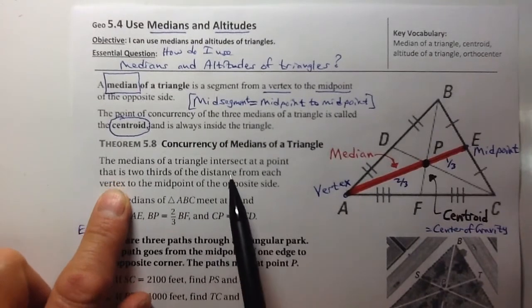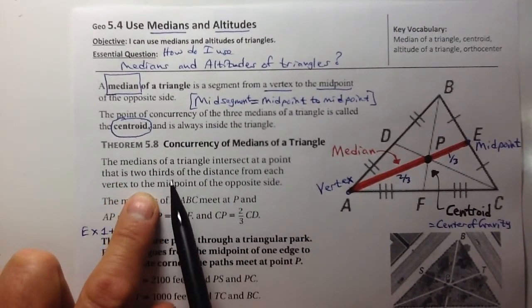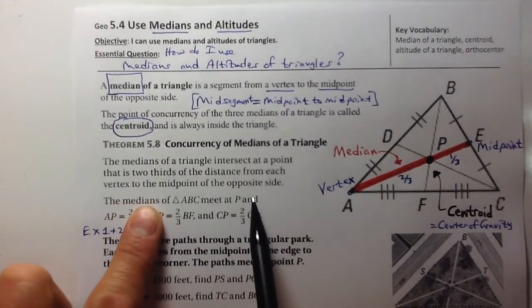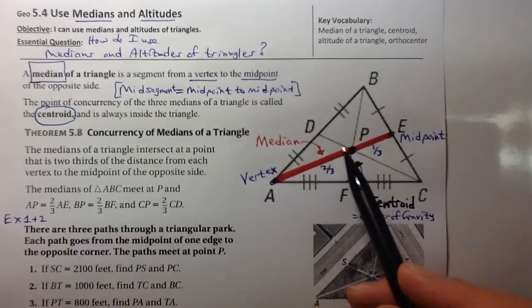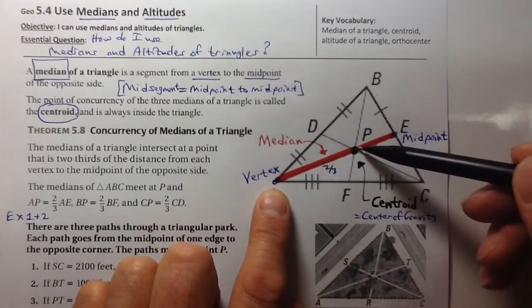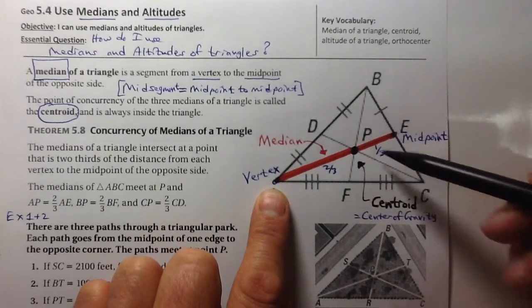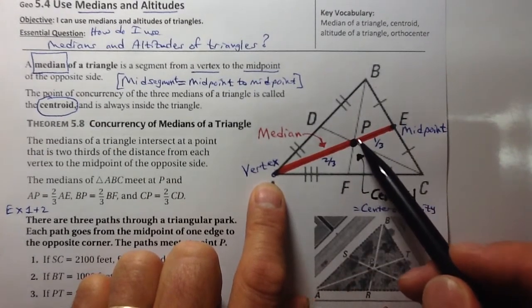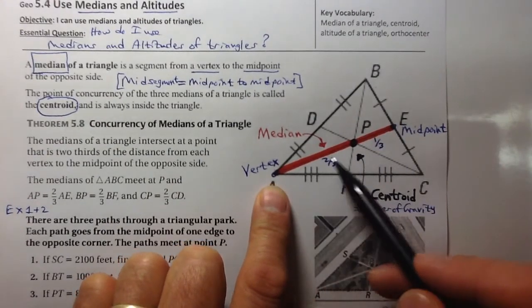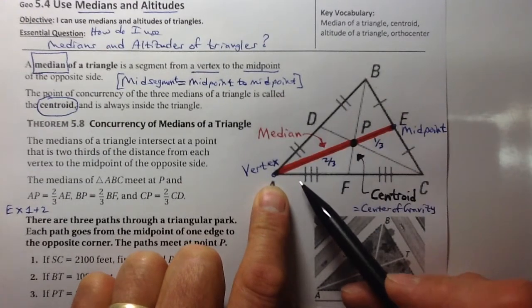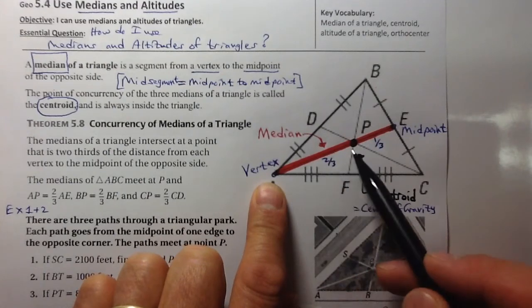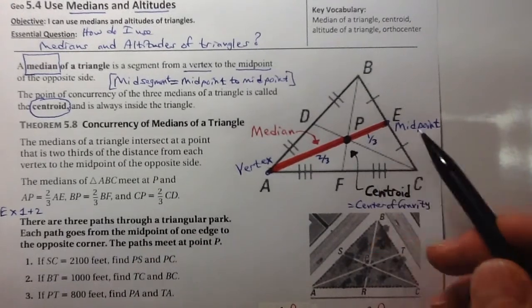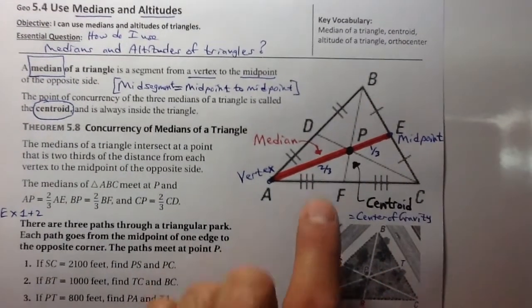And the centroid is pretty cool because, let me see how they say it here. The medians of a triangle intersect at a point that is 2/3 of the distance from each vertex to the midpoint of the opposite side. So let's put our focus on this 2/3. So here is your centroid, the point of concurrence of these medians, and the distance from the vertex to the centroid will always be 2/3 of the entire length. So vertex to centroid is 2/3 of the entire length, and therefore, of course, midpoint to centroid is going to be 1/3. That's helpful.